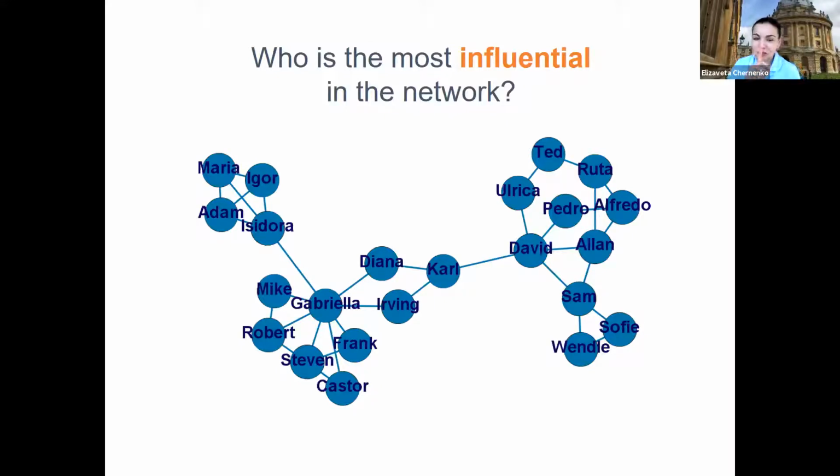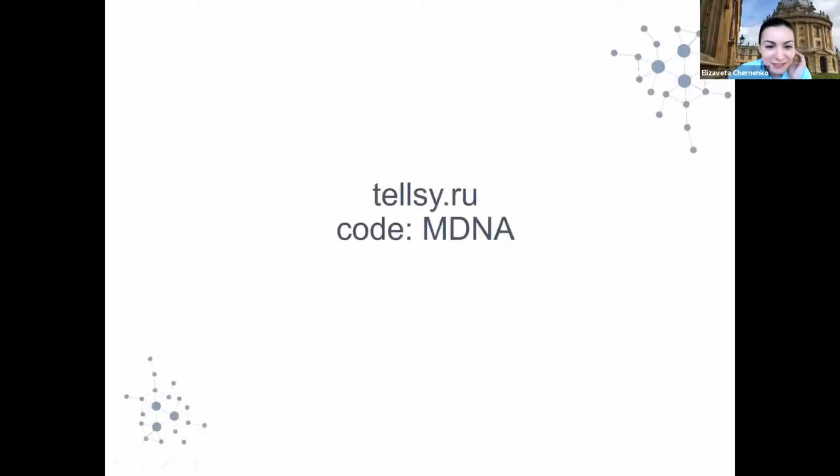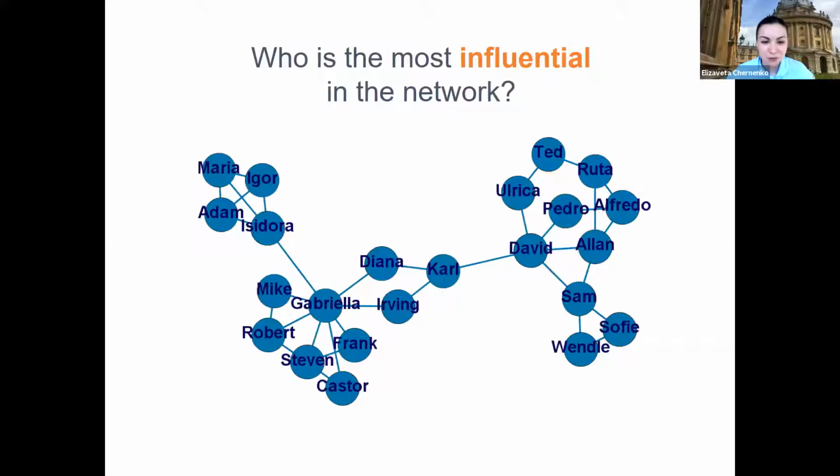But now I will ask you to provide your answer, not in the chat, because in the chat we won't be able to actually analyze that. But here, just please go to telsi.ru and enter the code MDNA, which is the abbreviation for our online master's program, and you'll see the question of who is the most important in this network. And please choose everyone that applies, everyone who you think has the most influence in the network. I will also put it here, telsi.ru, and the code is MDNA.